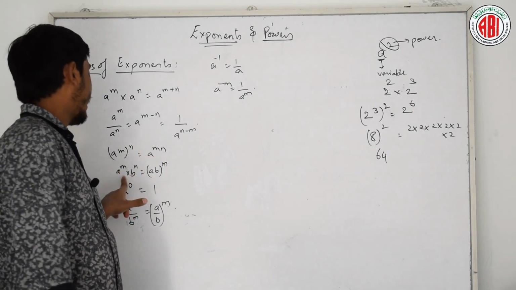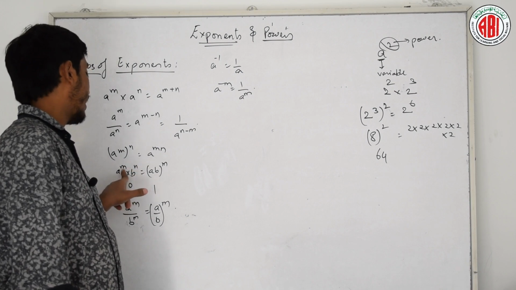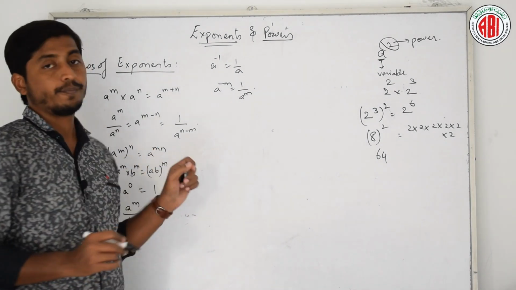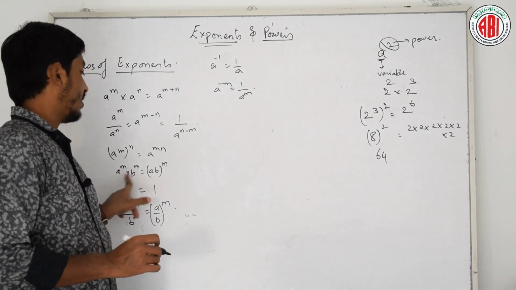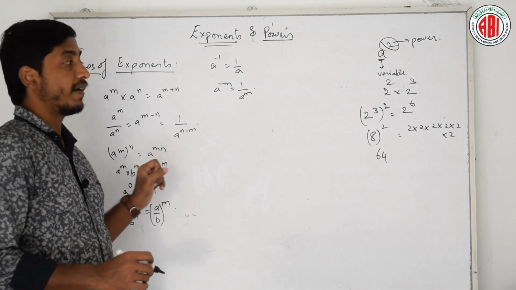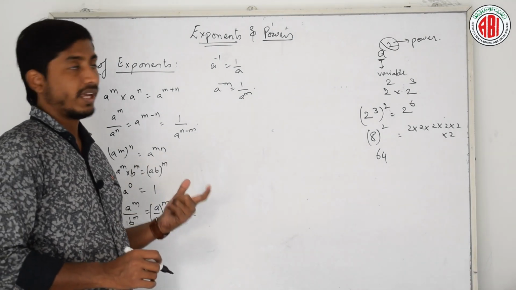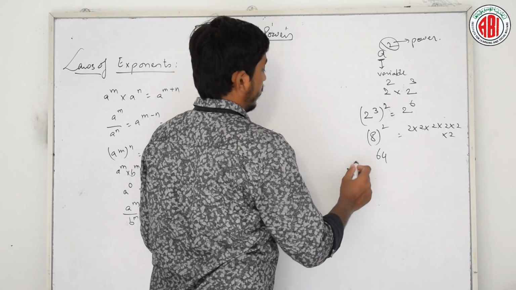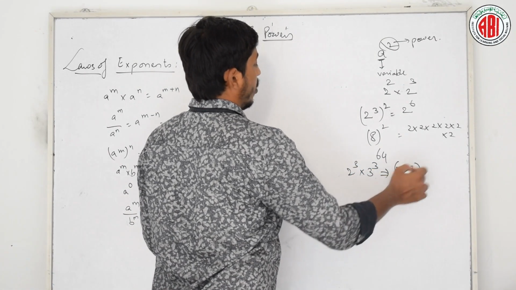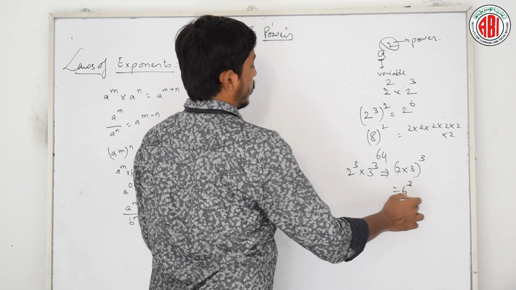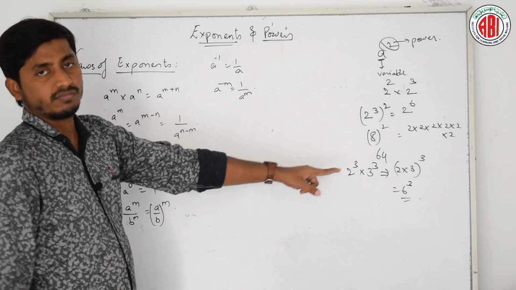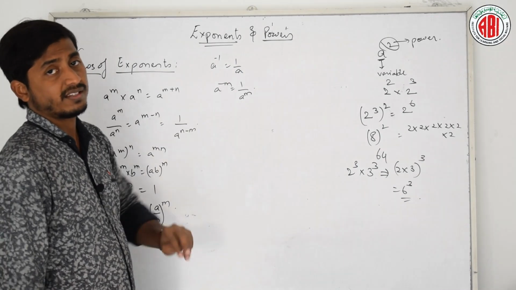Done. And the next, a power m into b power m. Here the power is the same, therefore these two bases will get multiplied. This will become ab whole power m. That is, if I have 2 cube into 3 cube, I can write it as 2 into 3 whole cube, that is 6 cube. If you multiply these both and check, you will get the same answer.